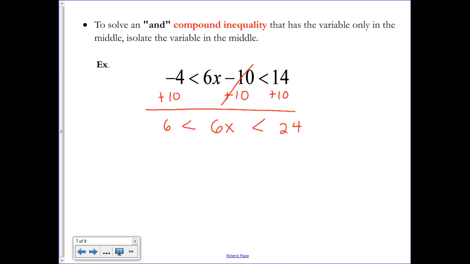And then I divide by the coefficient of x, again on all, quote-unquote, three sides of this inequality. 6 divided by 6 is 1. X is alone in the middle. 4 on the right. So x is in a sandwich between 1 and 4. It's all of the values between 1 and 4.